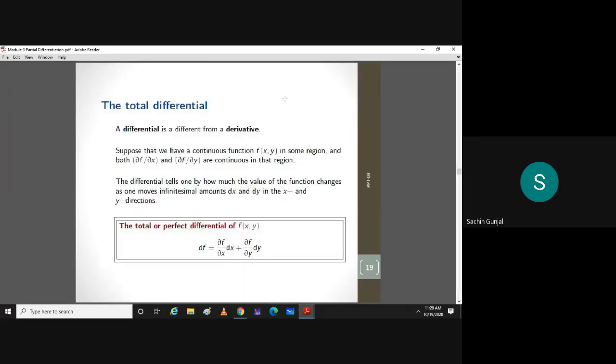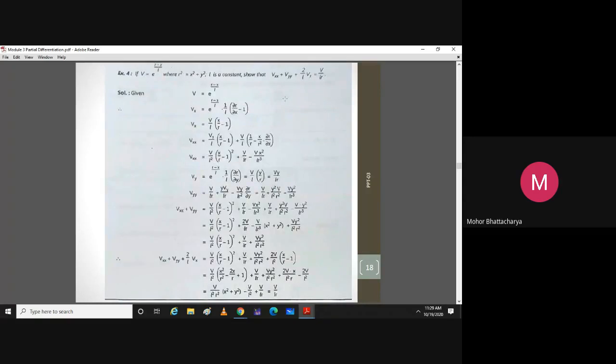So let us go to this concept of total derivative. Sir, can you show the previous slide for 2 seconds? Just want to take the screenshot. Yeah. Thank you, sir. Done. Yeah. Thank you, sir.